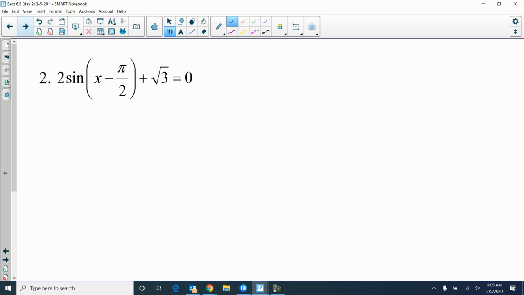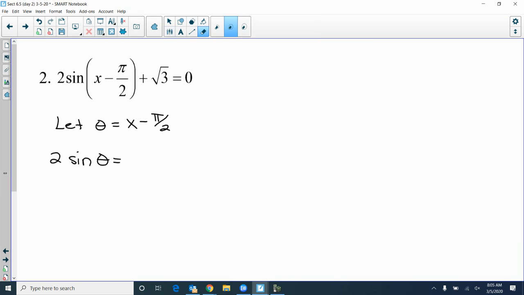Okay, another sine. Let me set you up here on this one. I'm going to go ahead and do substitution right now. It doesn't matter if you do it now or later. If this is an x, I'm going to use theta. If this is a theta, I'm going to use x. But let theta equal x minus pi over 2. So 2 sine of theta plus square root of 3 equals 0. Go ahead and isolate the sine of theta and then just wait, or keep going if you're confident, and I'll catch up to you in a second.